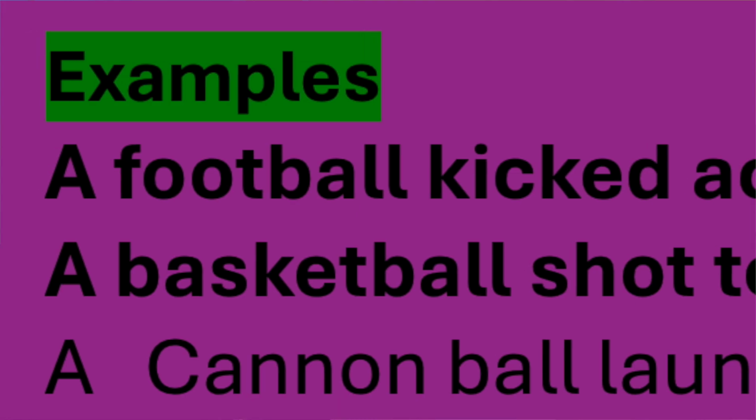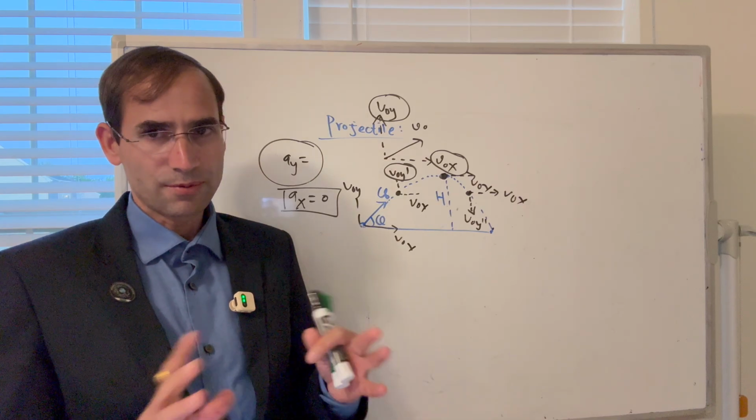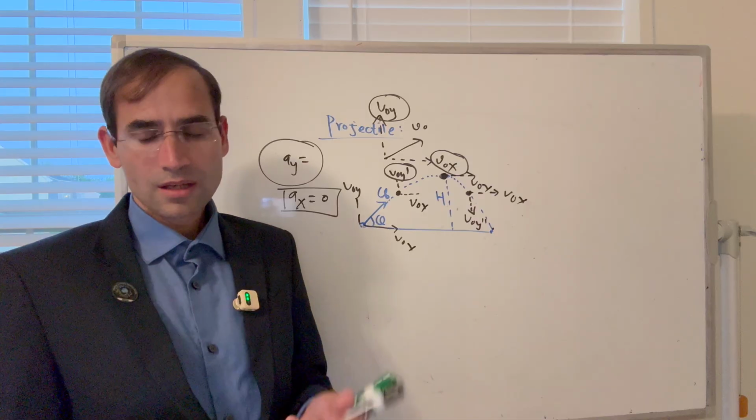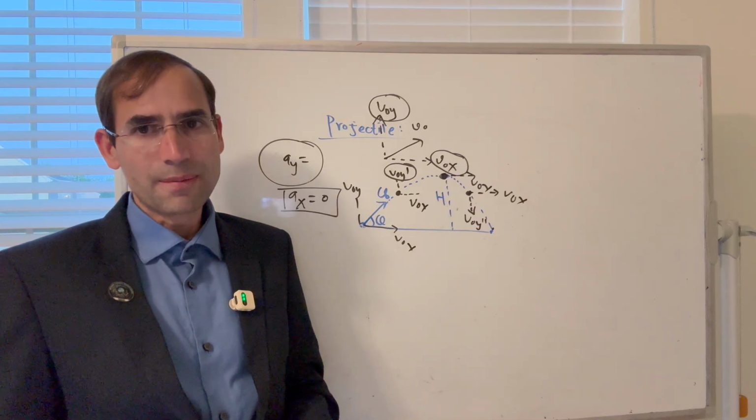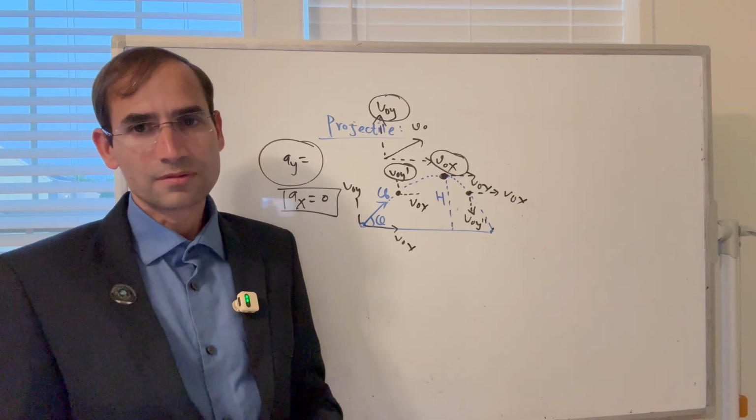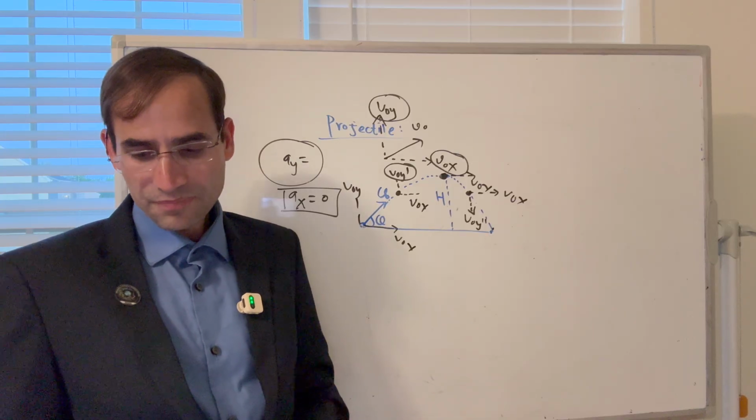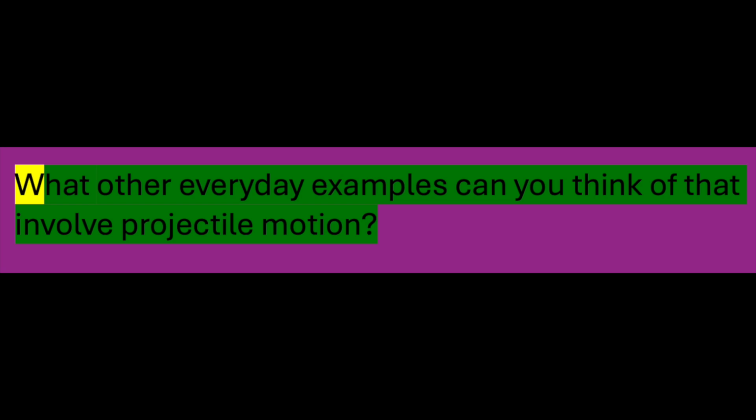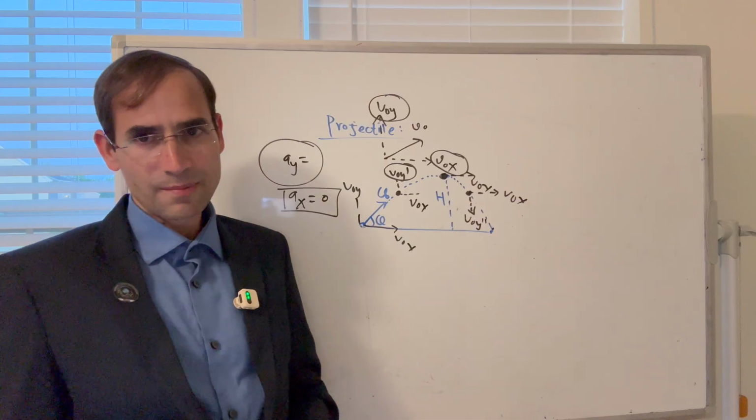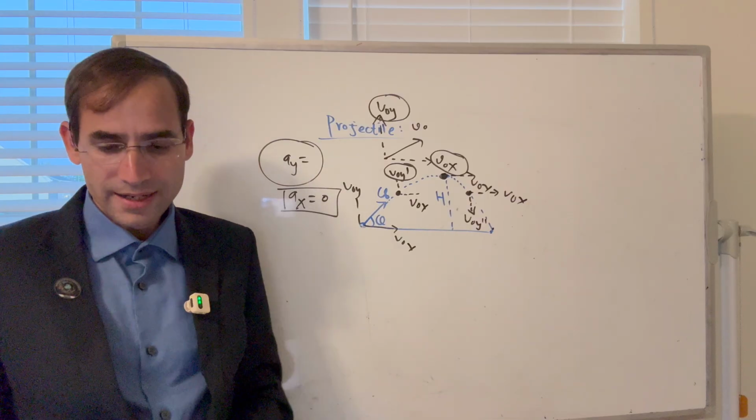So you will see all of these motions are projectile motion. In two dimensions like these examples, only the effect of gravity is there, and the horizontal motion remains constant always. So let me ask you, what other everyday examples can you think of that involve projectile motion? Okay, pause this, you can think about that. Okay, you can make a list here.